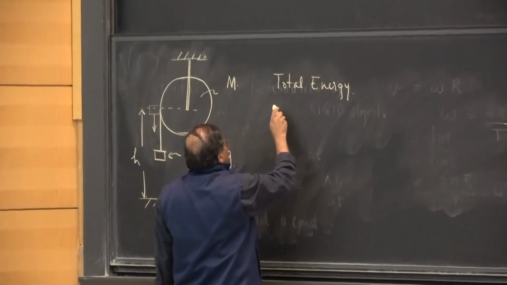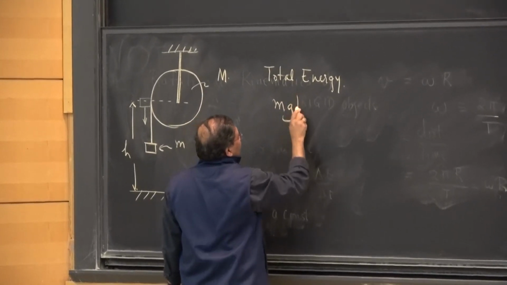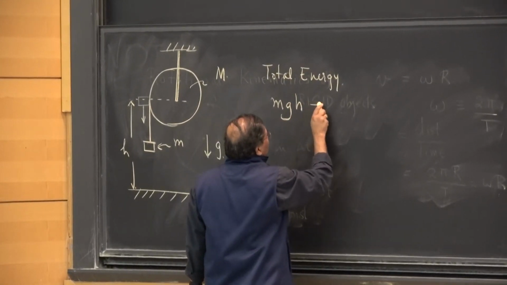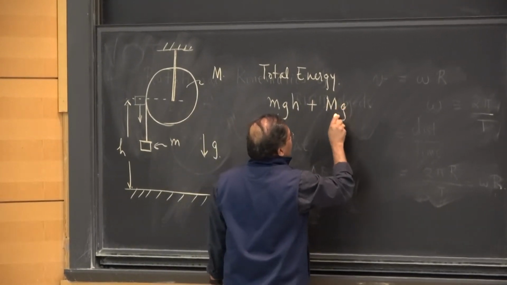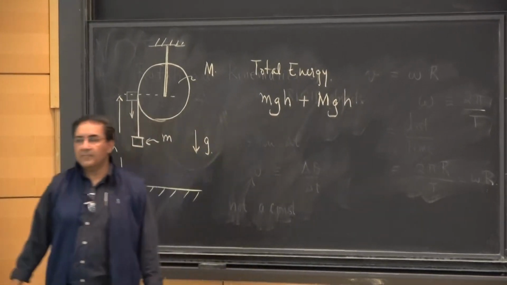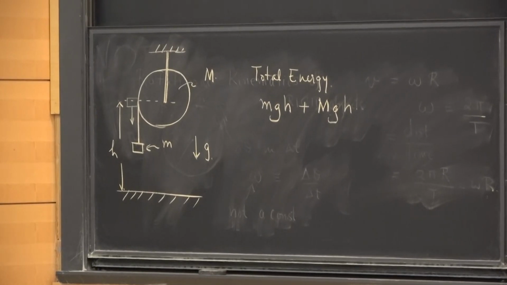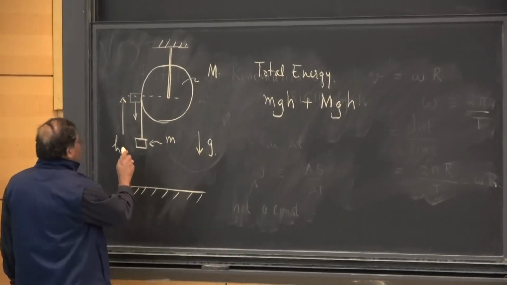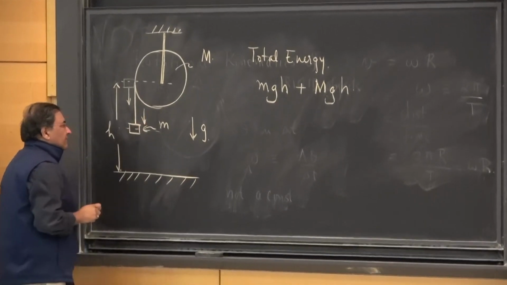The total energy of the system initially was small m times g times h, that's potential energy, plus big M, which is this wheel here, times g times also h. Okay? Now let's say it has descended to some point here, and as it has descended, it's also moving with some velocity v.